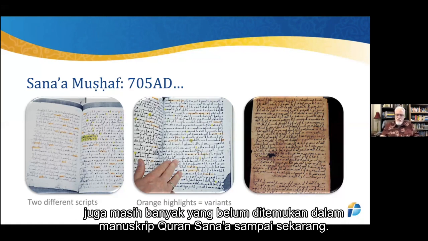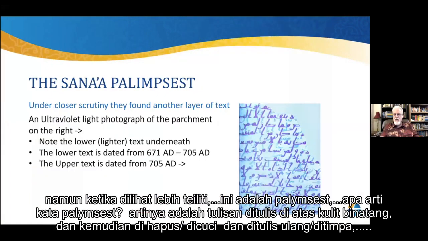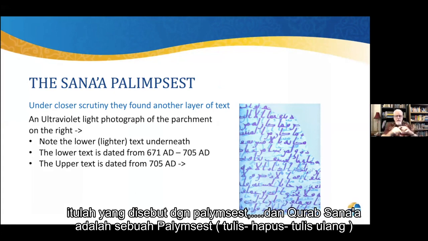A lot more is yet to be discovered about the Sana'a manuscript. Now, what you're looking at there is probably the oldest of all the manuscripts. There you can see 2 pages, no dots, no vowels. But when they looked at it more carefully, they saw that it was a palimpsest. What do we mean by palimpsest? That means it was a text that was written on animal skin, was then washed off and then written over the top. That's what we know as a palimpsest. And this is a palimpsest.